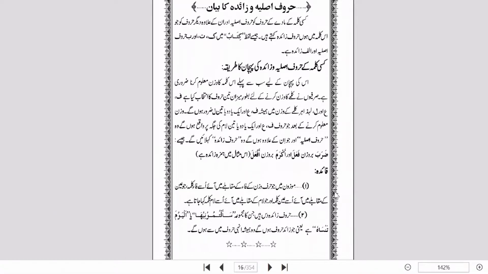So how many Huroof Zaidah are there? In total, there are 10 Huroof Zaidah, which shortened, meaning put together, is written as Sa'altumuniha. Its mukhaffaf is Sa'altumuniha or Al-Yawma Tansahu.